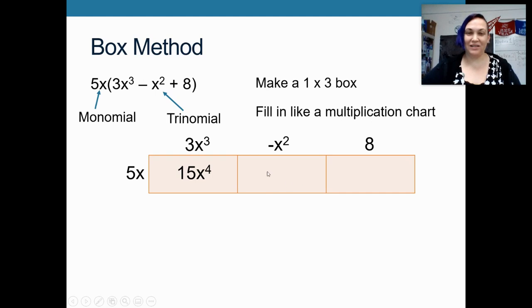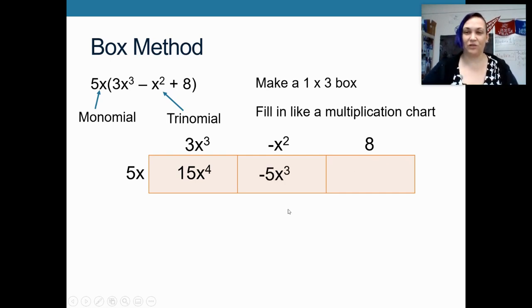For this second box, since I'm still on this first row, I'm going to take the 5x, and then above the second box, I'll multiply that by negative x squared. If it helps, you can draw a 1 in front of the x squared. So this is 5 times negative 1, which is negative 5. And then x to the first and x squared makes x to the third.